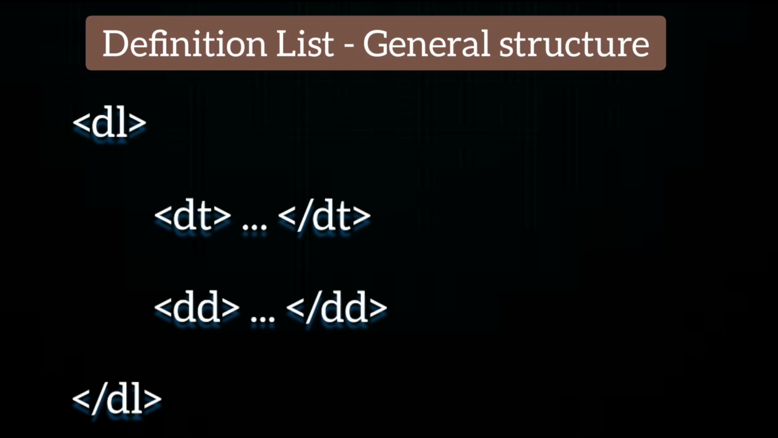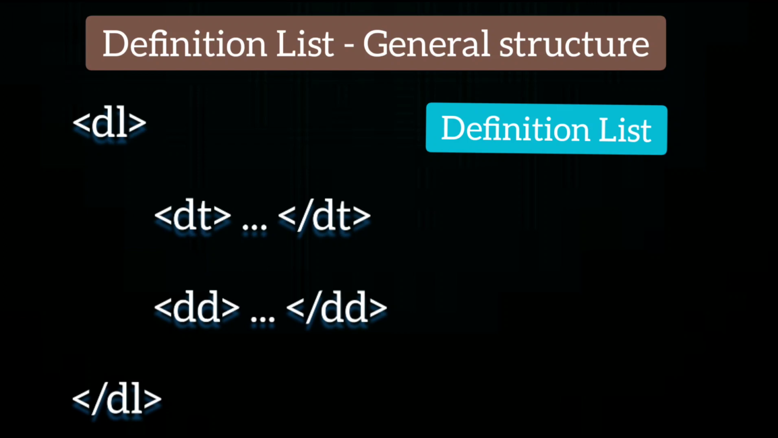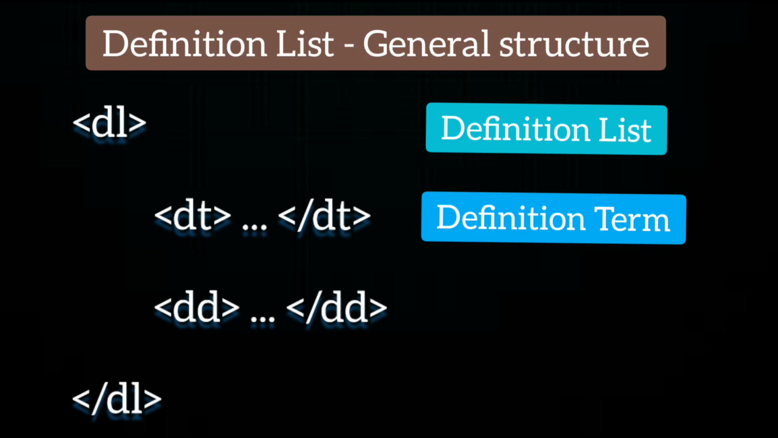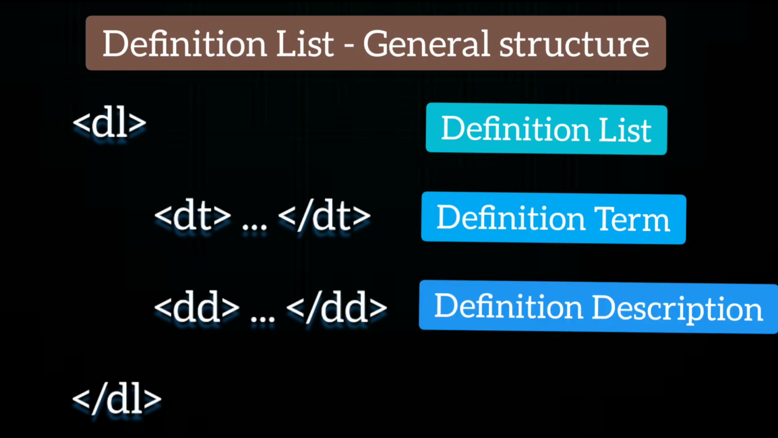The first tag is DL tag that defines the definition list. The second tag is DT tag that describes the definition term. And the definition description is written within the DD tag.